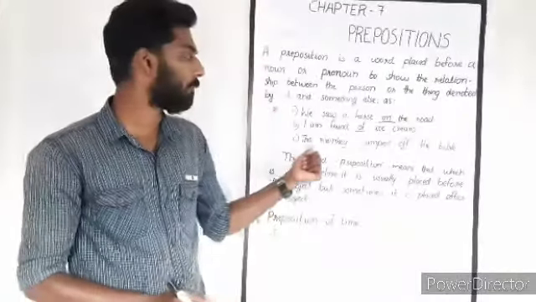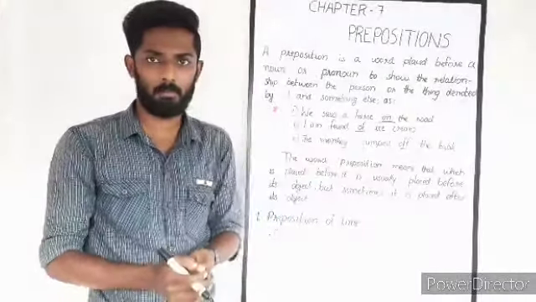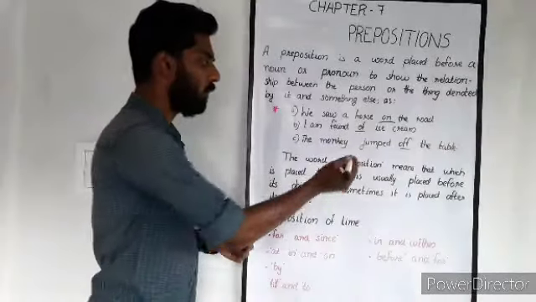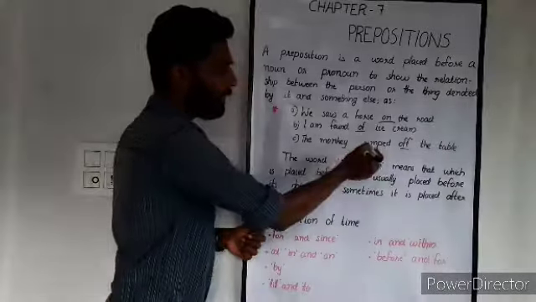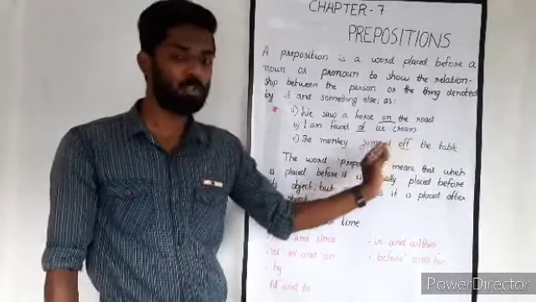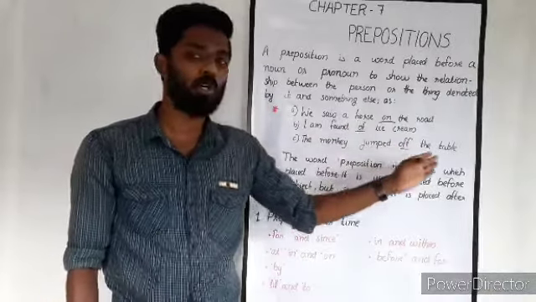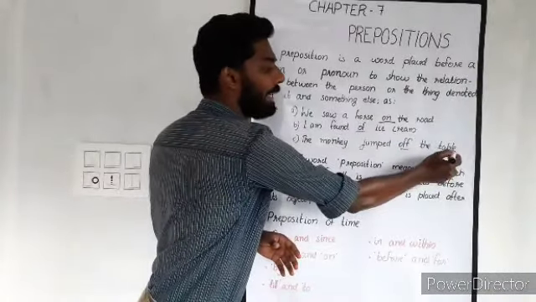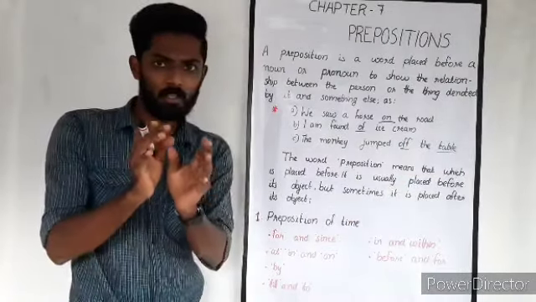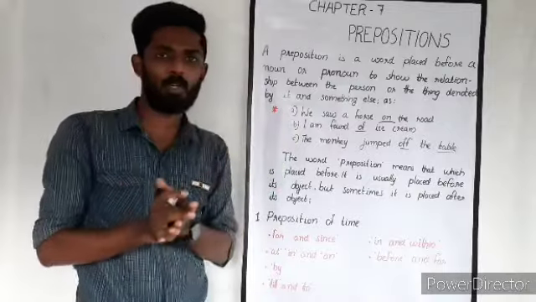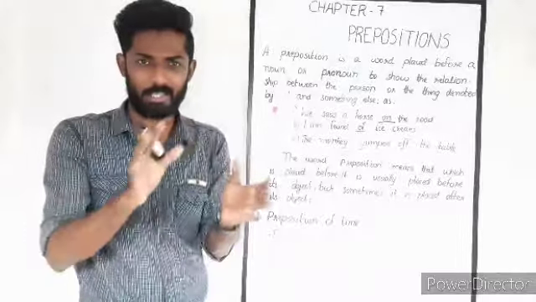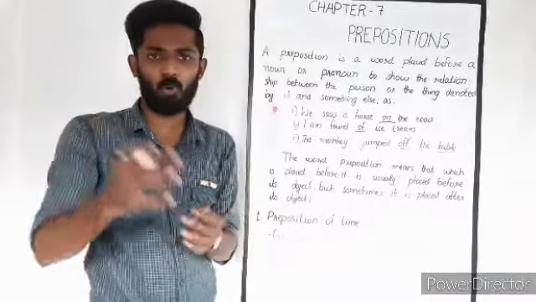The third one: the monkey jumped off the table. The preposition joins a noun to a verb. Here the verb is jumped, and the word off joins the verb to a noun, that is, table. So these are one or two things which we have to keep in mind with regard to prepositions. This is the general idea, and we will move on.